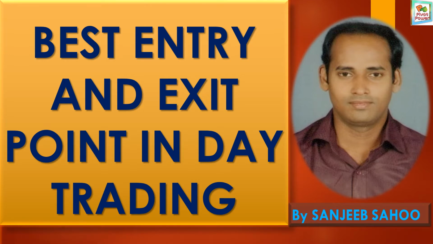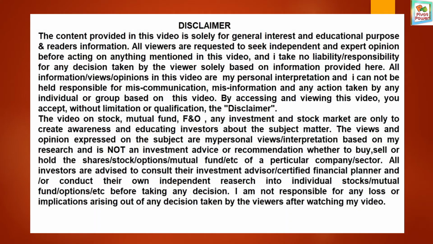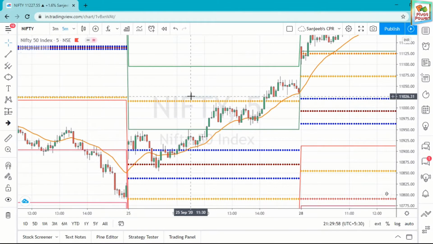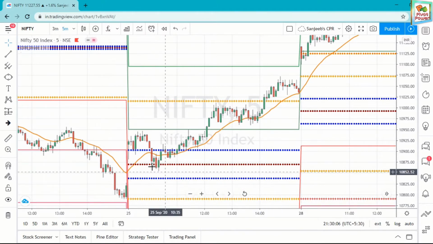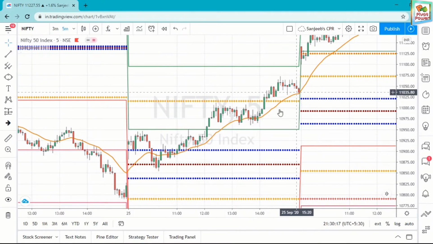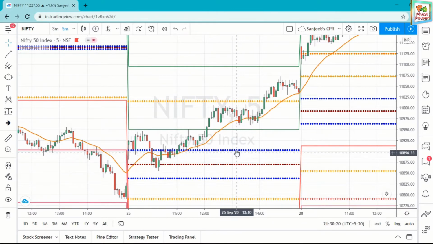Let's go to the chart. This is the 5-minute chart of Nifty 50. This is the 25th September chart. This is the CPR. This is the previous day high, and this is the previous day low, and this is the 20 EMA. I will discuss the 20 EMA strategy for best entry and exit.